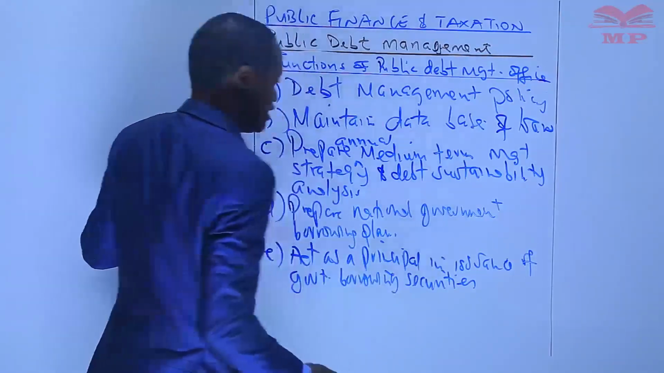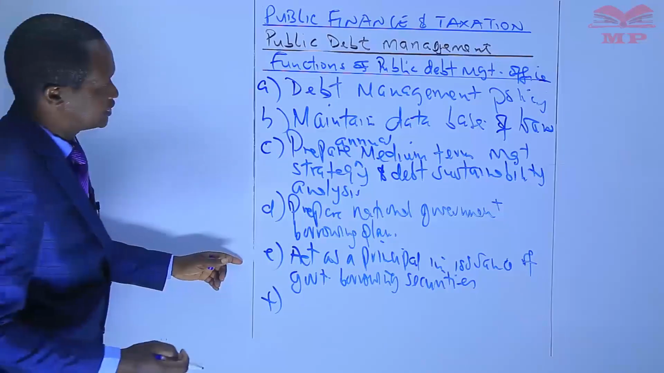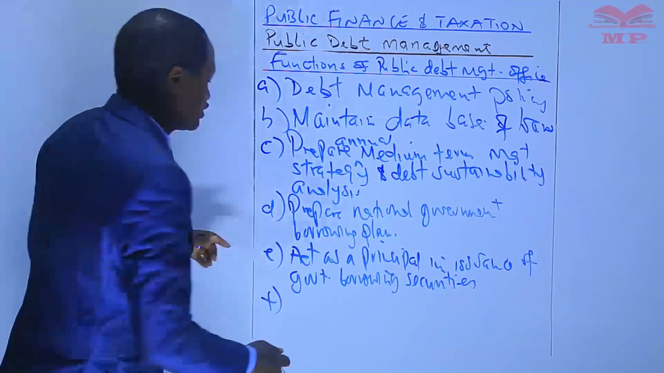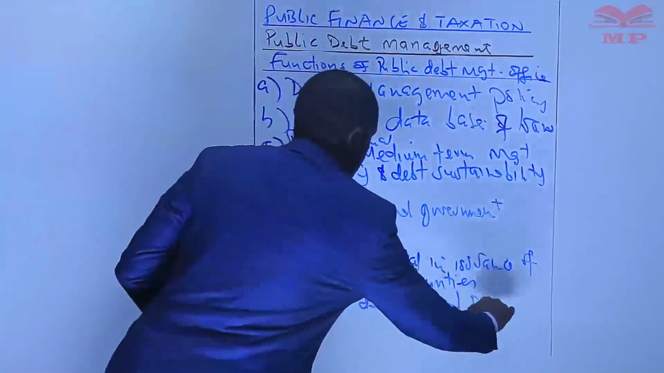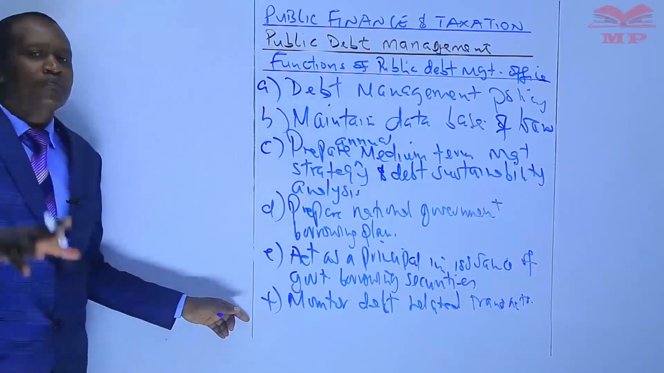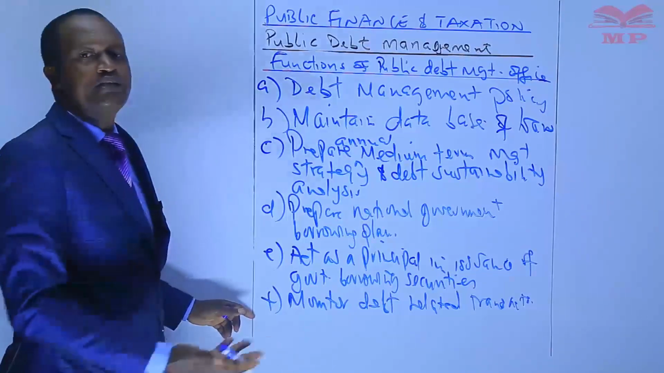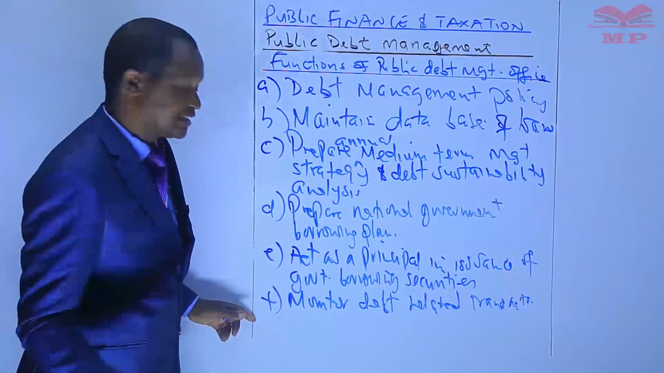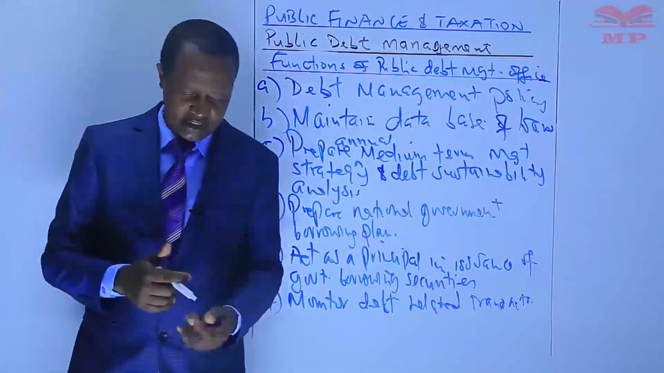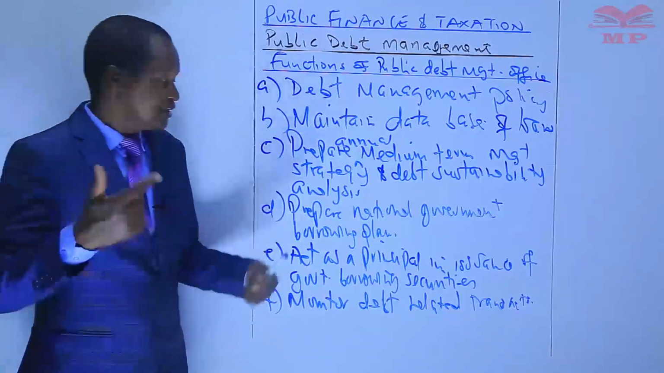Act as a principal. Then the sixth function is to monitor debt-related transactions. It is the function of the Public Debt Office to monitor and evaluate all borrowing and debt-related transactions to ensure that they are within the guidelines and within the risk parameters of the debt management strategy.